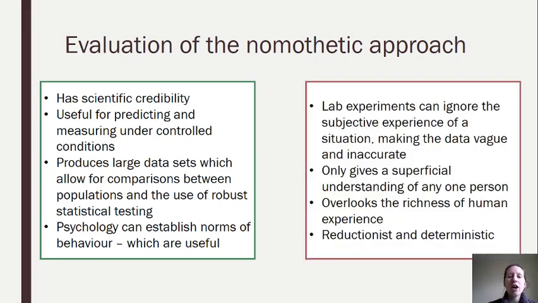Alright, on the other hand, the weaknesses of the nomothetic approach are that when you have lab experiments which produce quantitative data, you often end up ignoring the subjective experience of a situation or the subtleties of a situation. Different people may experience a lab experiment in different ways and yet still come out with the same result, so it can make the data a bit inaccurate and vague. It only gives a superficial understanding of any one person. We know that about quantitative data.